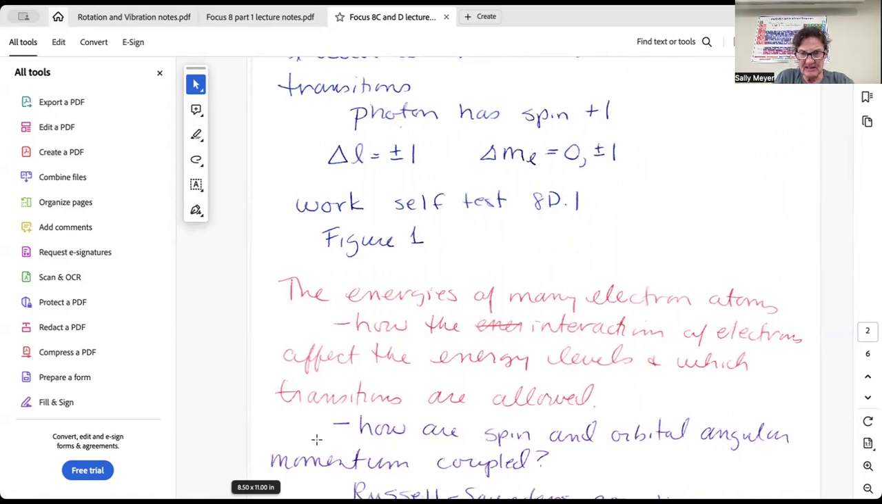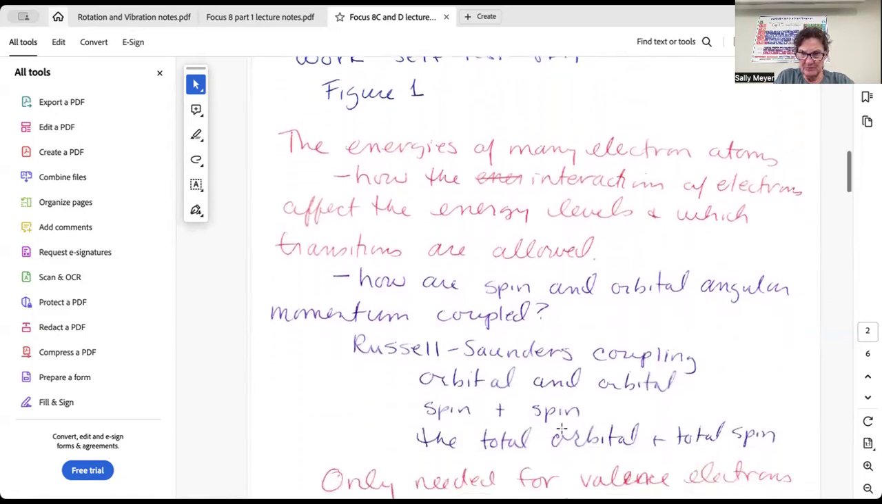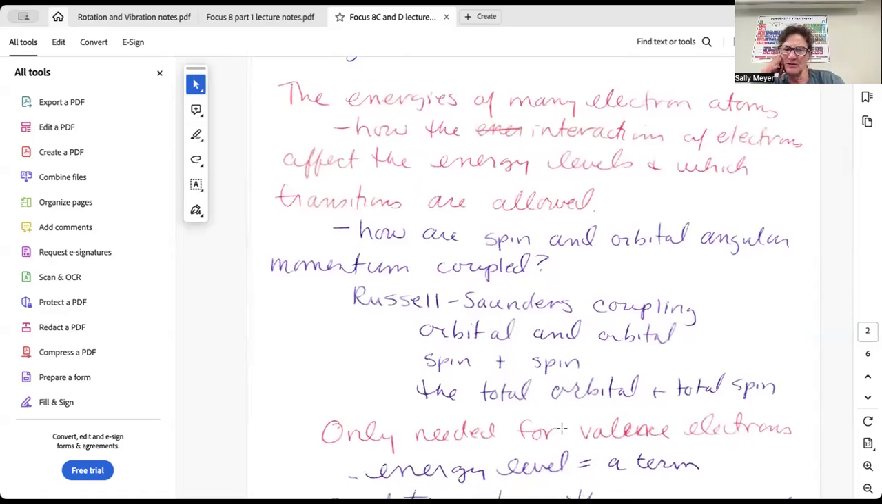So the first one is to think about how spin and orbital angular momentum are coupled. We're going to use something called Russell-Saunders coupling, which is an approximation, which basically says you can couple the orbital angular momentum and the spin angular momentum, and then you can couple the total orbital and total spin. And that works sometimes, but it's also an approximation. So I'll go through making sense out of what I mean by coupling.